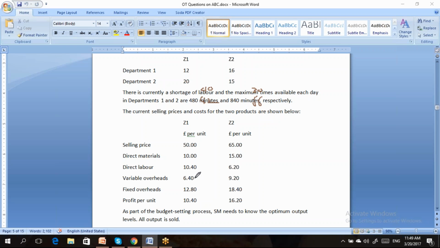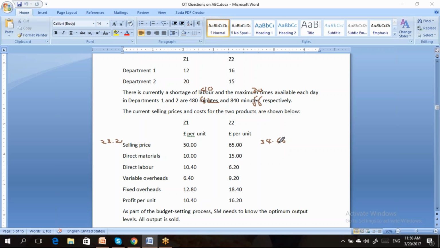Can you quickly work out the same for Z2? 65 minus 15 minus 6.2... 34.6. 34.60, right? Now we know Z1 brings a contribution of 23.20, Z2 brings a contribution of 34.60.